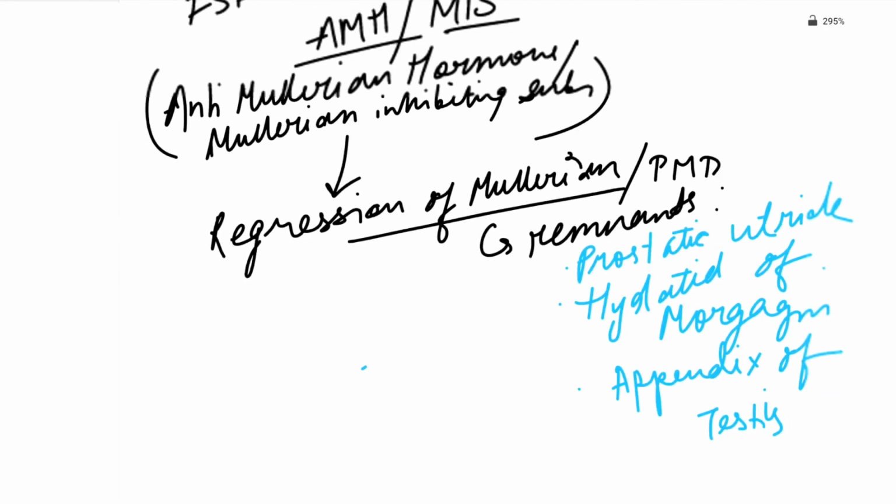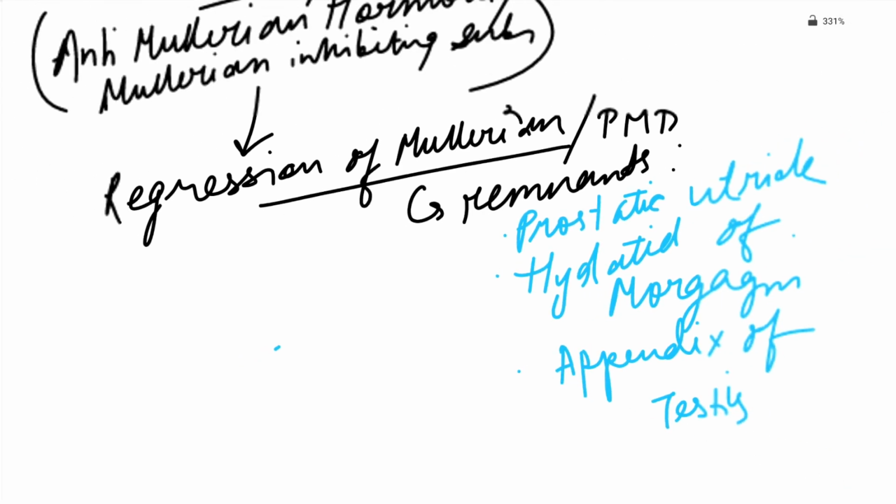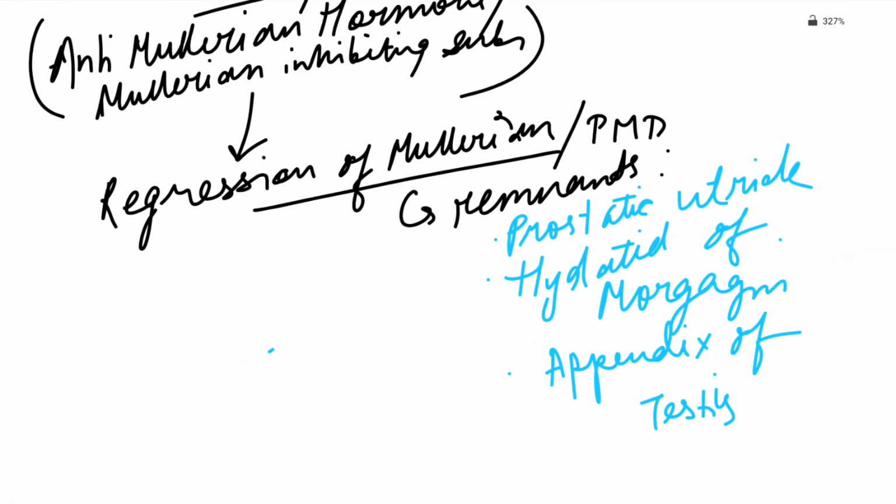So not only does it cause the regression of the Mullerian duct, but it also helps in the abdominal descent of the testis.